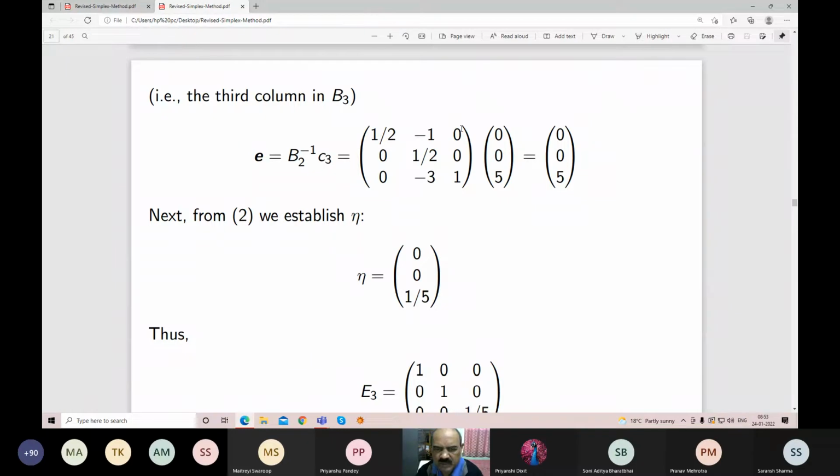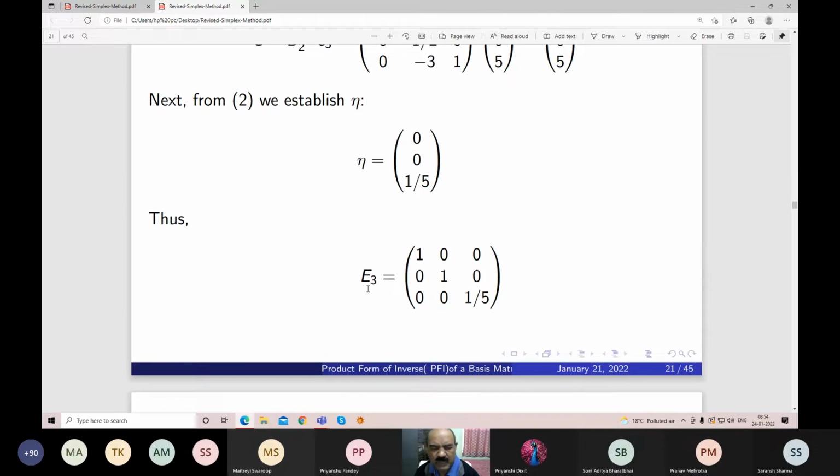First row, first column: we have 0. Second row, first column: 0. Third row, first column: 5. We have got 0, 0, 5. This is the E vector. With respect to the E vector, we will define the eta vector. This eta vector is nothing but 0, 0, 1 by 5, because we are pivoting at the third element. Once the eta vector is known, we define E3.